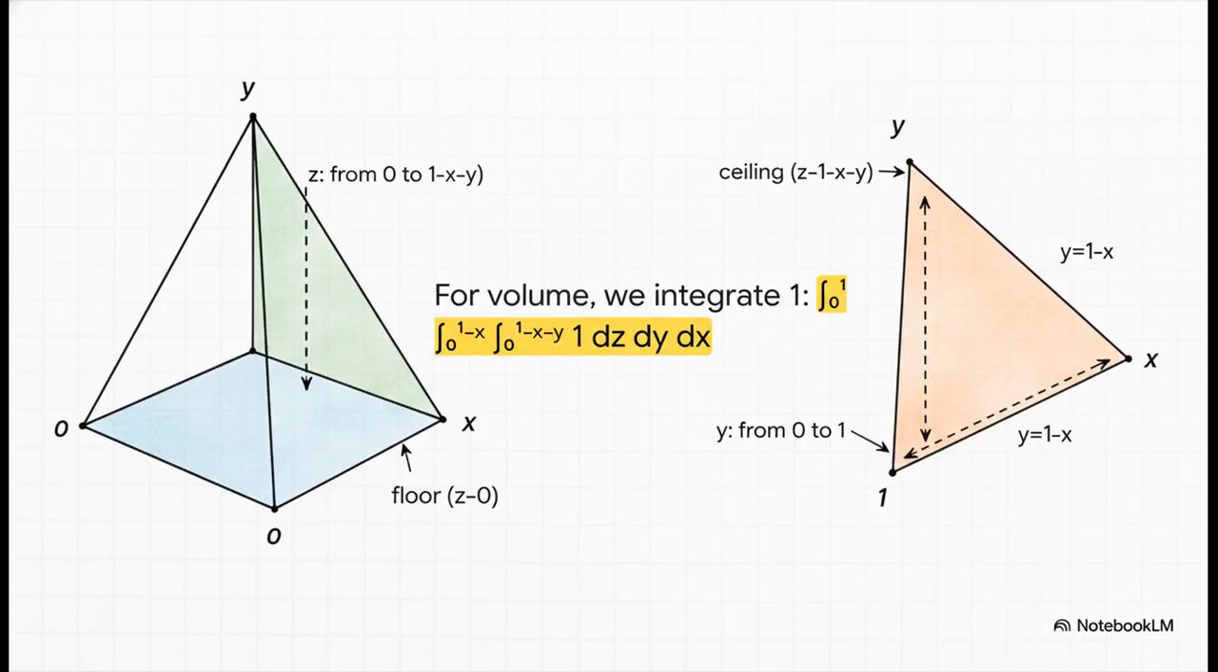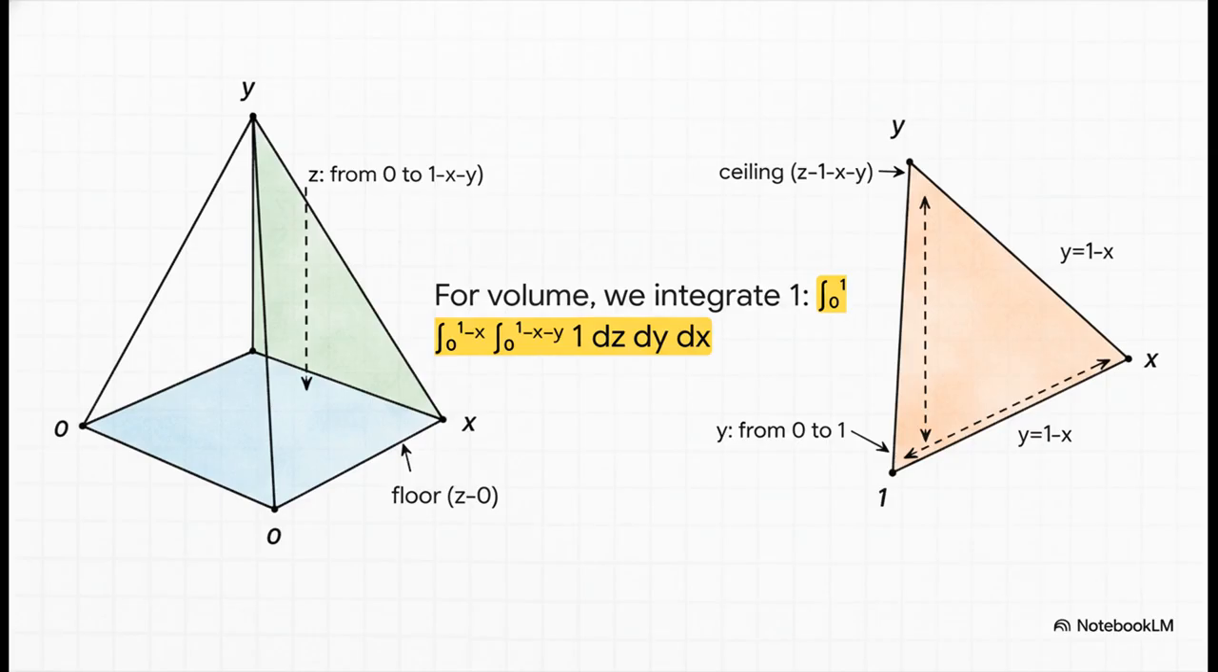First, the vertical limits. The floor is the xy plane, right? That's where z equals 0. The ceiling is that slanted plane. So if we solve its equation for z, we get z equals 1 minus x minus y. Boom, those are our inner limits for dz.